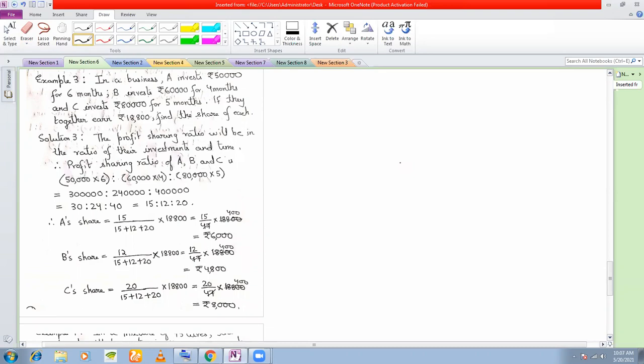Someone who invests a higher amount for a higher number of days will obviously get more profit because he's taking a bigger risk, isn't it? Because his capital is more, the amount of investment that he's making is more, and also because he's keeping the investment for a longer time. So that is why his return should be more, right? So that is why here the profit sharing ratio will be according to their investments.